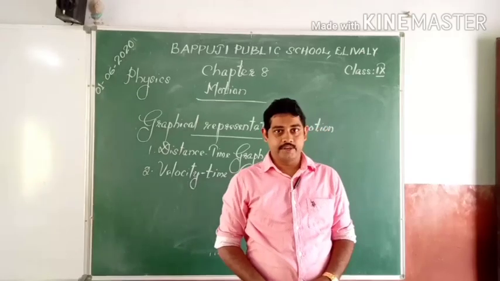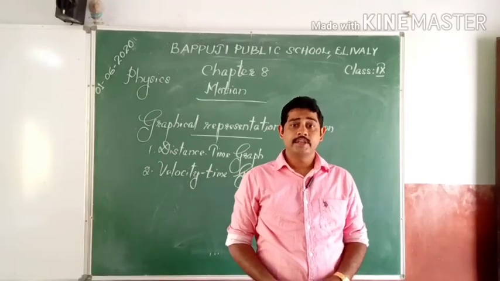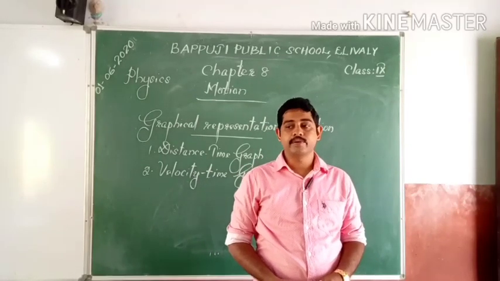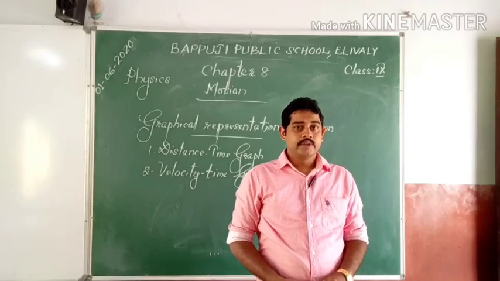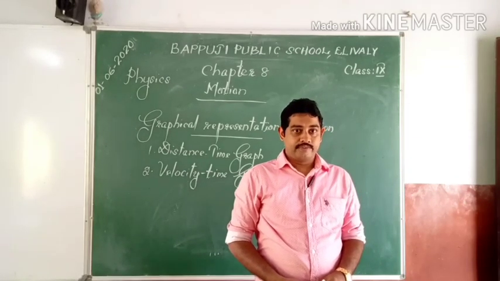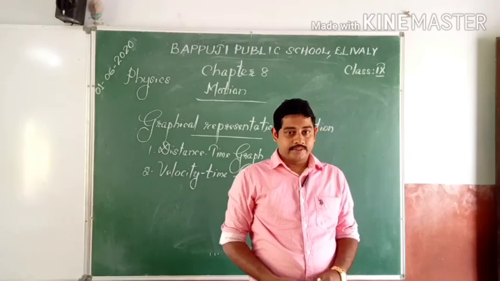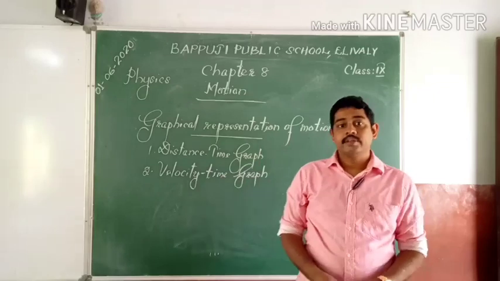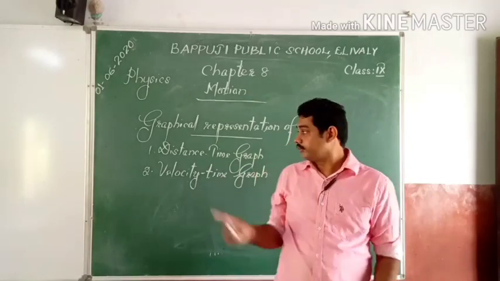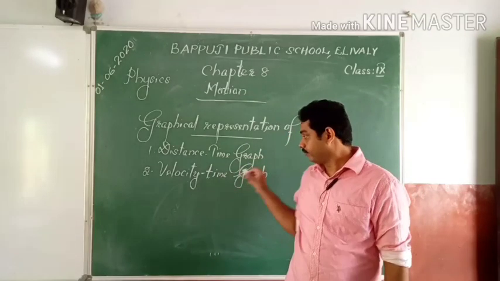Hi students, we have studied about motion. Change in position of an object with respect to the surroundings is called motion. Motion can be represented on a graph. In this section, we are going to study graphical representation of motion. There are two graphs related to motion. First one, distance time graph, and second one, velocity time graph.